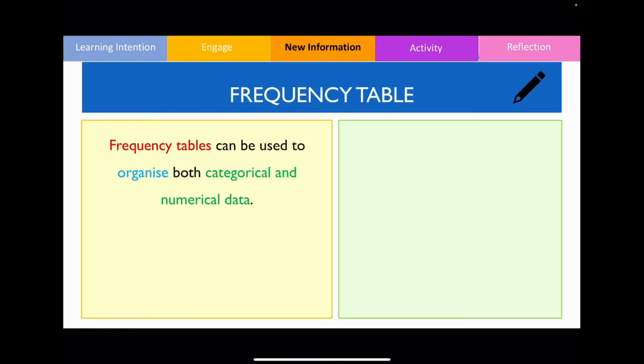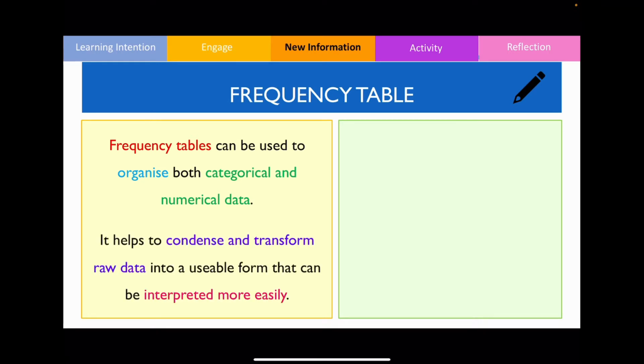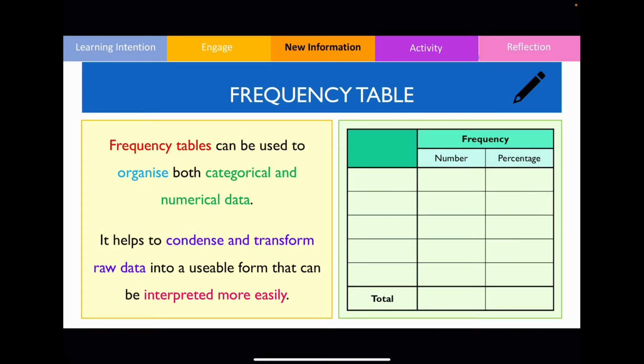So frequency tables can be used to organize and display both categorical and numerical data. It helps us to condense and transform the raw categorical data in a more usable way so that we can make interpretations more easily. The general format of a frequency table looks something similar to this.